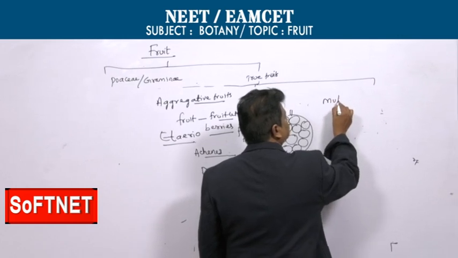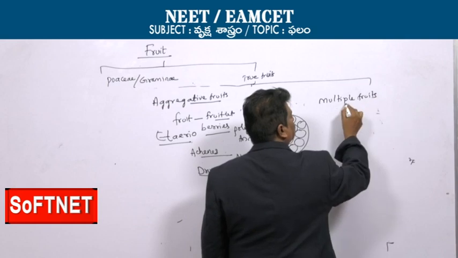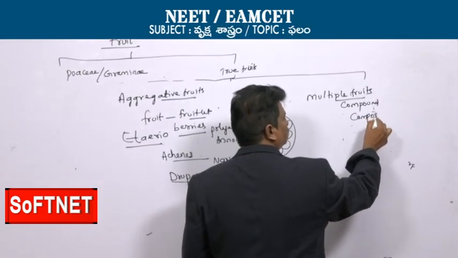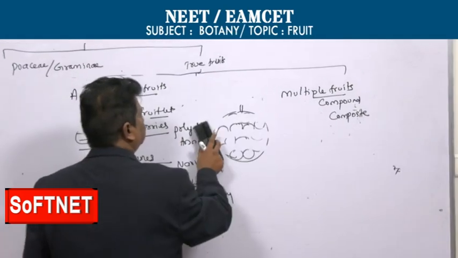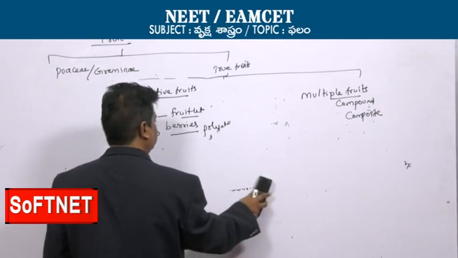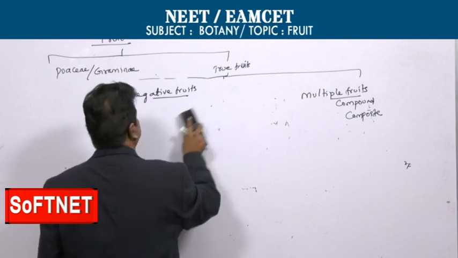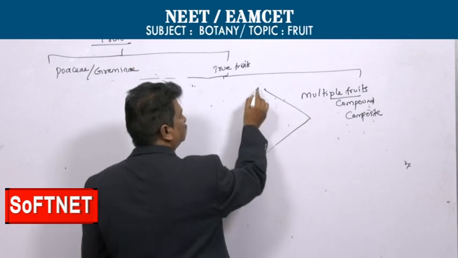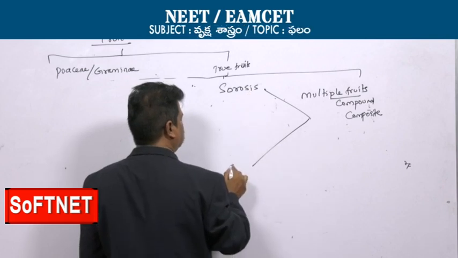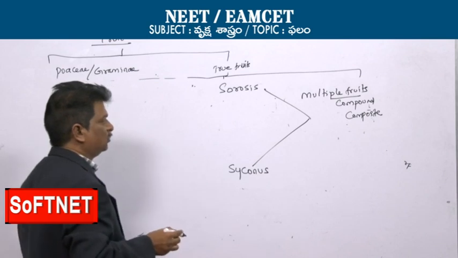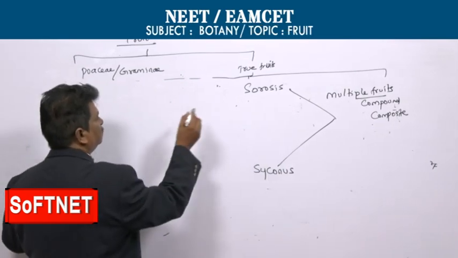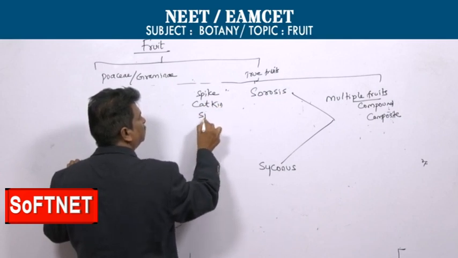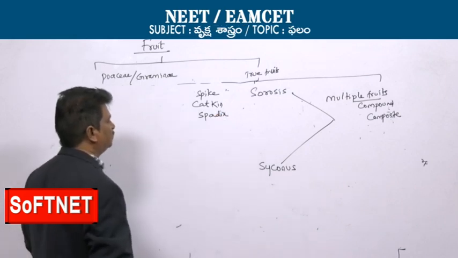Last one, multiple fruits, or compound, or composite fruits. Multiple fruits means fruits that develop from an inflorescence. If fruits develop from an inflorescence, they are called multiple, compound, or composite fruits. These multiple fruits are of two types: sorosis and syconus. Sorosis is a fruit developed from a spike, catkin, or spadix inflorescence.